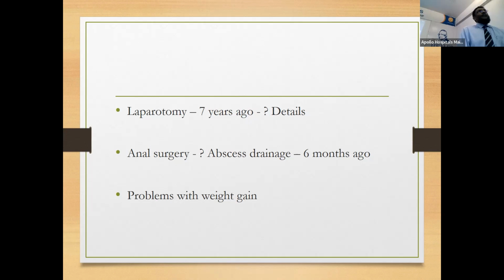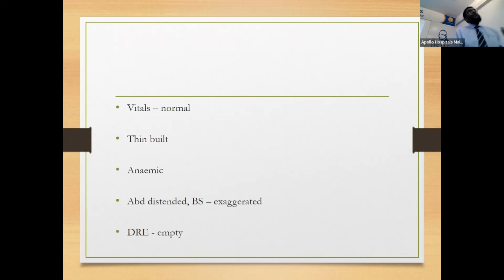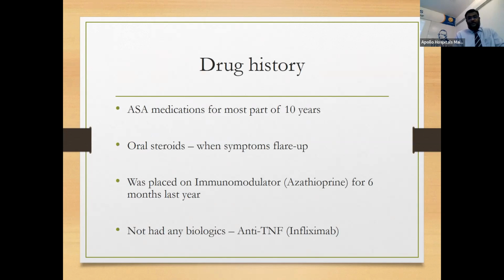And not that ulcerative colitis patients will be obese or anything, but weight gain is more of a problem with Crohn's disease patients than ulcerative colitis. So the next 2 slides will give you good information about why this is Crohn's disease. So she's thin-built, she's anemic, abdomen is a bit distended, bowel sounds exaggerated, as you would expect in a mechanical bowel obstruction. Digital examination is empty, and that's the drug history.